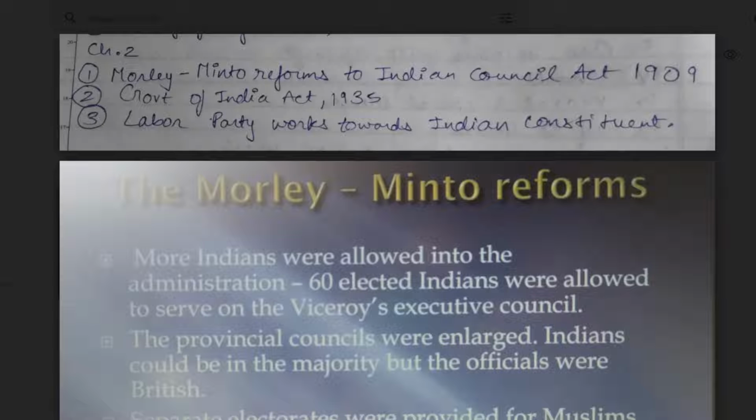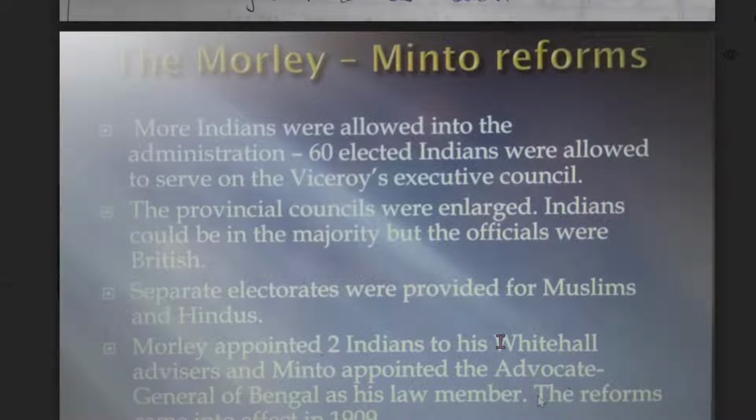Okay, so what are the Morley Minto reforms, the Indian Council Act 1909? The first point that you have to write is that the Morley Minto reform is also known as the Indian Council Act 1909. The second point is more Indians were allowed into administration, that is 60 elected Indians were allowed to serve on the Viceroy's Executive Council.